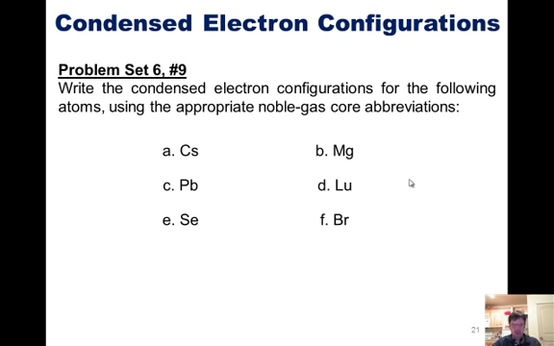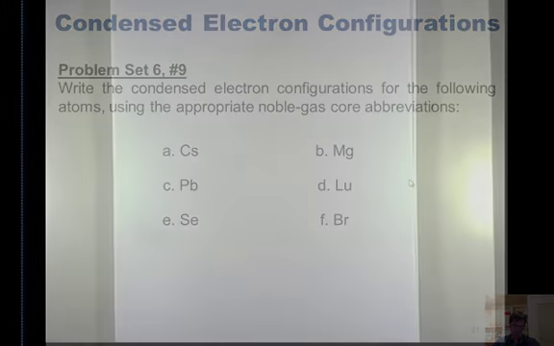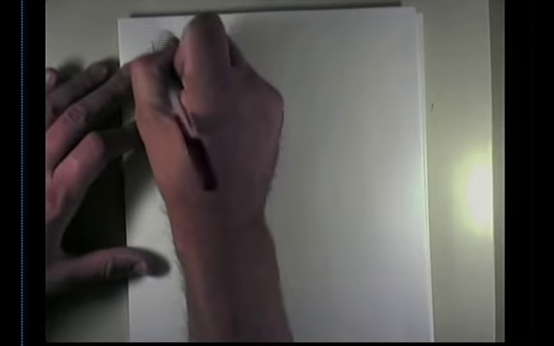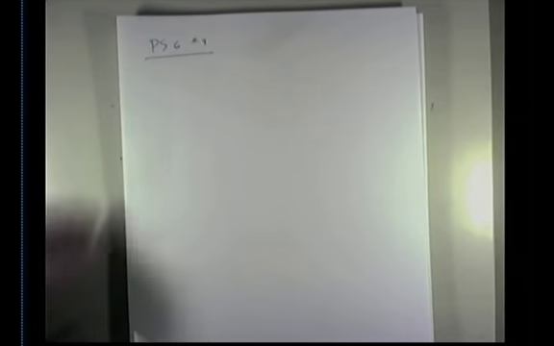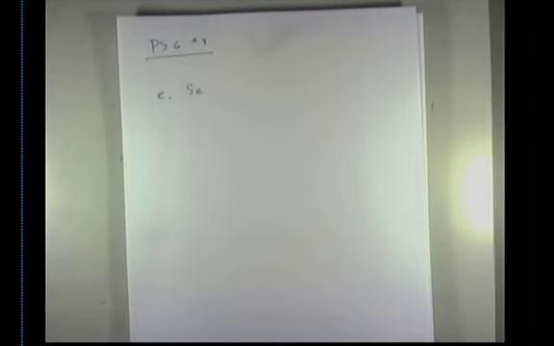So let's do a problem. Question number 9 from problem set 6. I want you to write the condensed electron configurations for the following atoms using the appropriate noble gas core abbreviations. For problem set 6, question 9, we are asked to write a condensed electron configuration for the atoms listed. Now I'm not going to do all of those. I'll just pick one at random. I'll pick selenium, letter E.